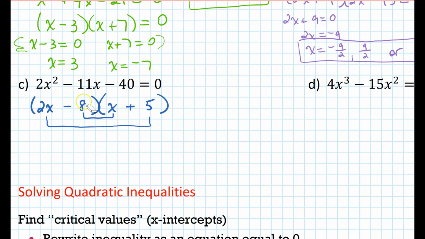Should you try to switch that? Okay. 2x plus 5? All right, so let's switch these. Plus 5, 5 and 8. Okay, so if we switch that.